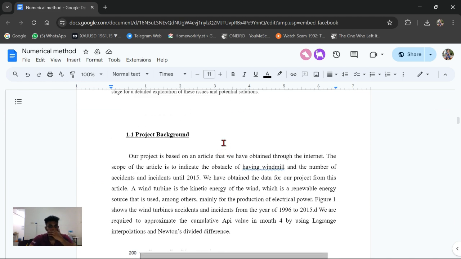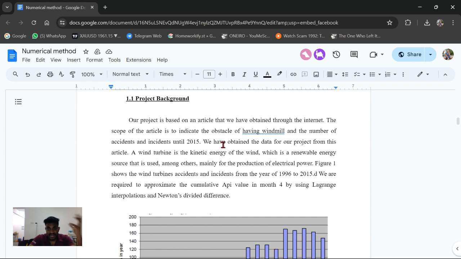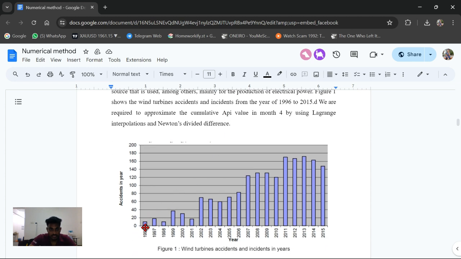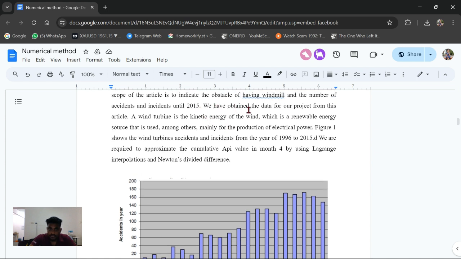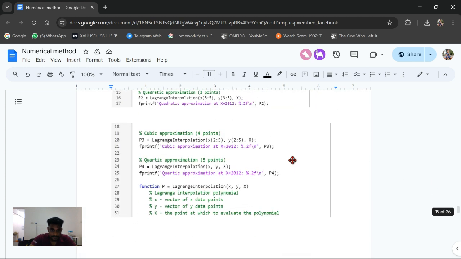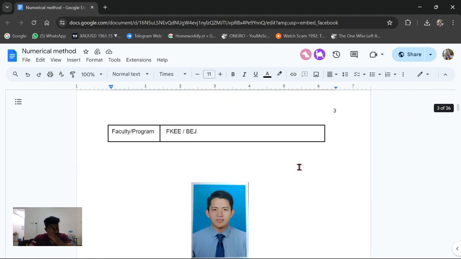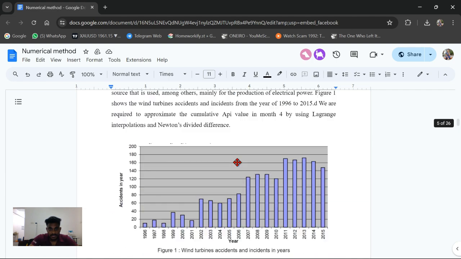For the project background, our project is based on an article that we obtained through the internet. The scope of the article is to indicate the obstacles of having windmills and the number of accidents and incidents happening from 1996 till 2015. We obtained the data for our project from this article, which we have given in the reference below, so you can refer to it and read the whole article.